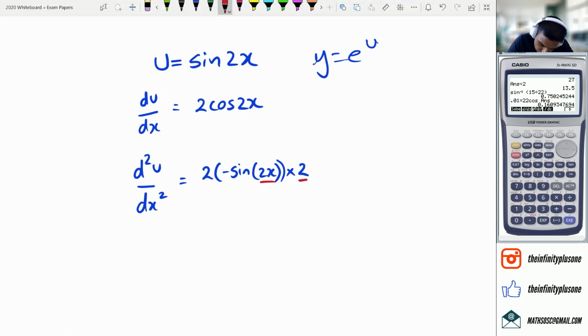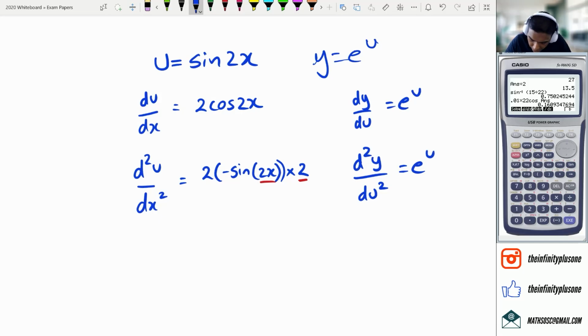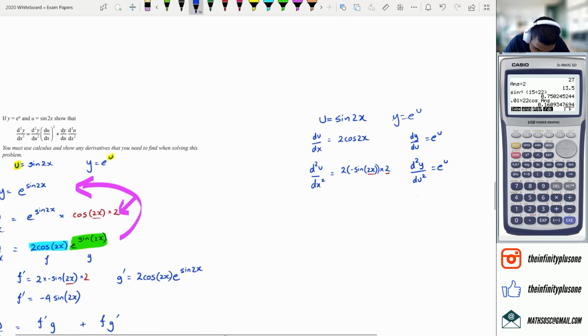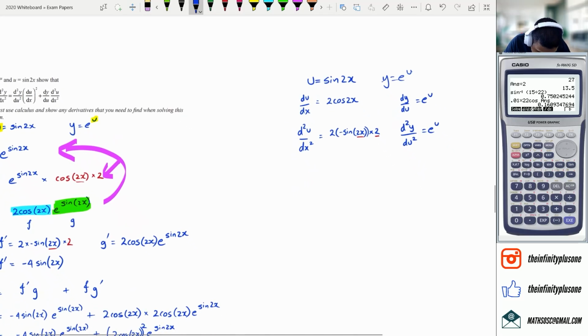Well, talking about this 2. Then I've got dy/du equals e^u. That's not too bad. d²y/du² is also equal to e^u. So that's nothing too bad so far. Now I need to get that right-hand side out.